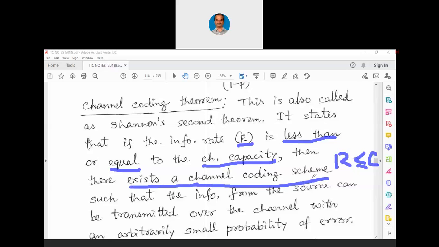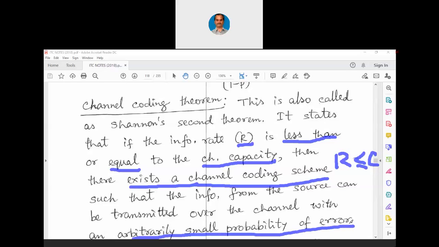We are going to have this channel coding scheme in the next module, the fourth module, where we will be working out very interesting exercises. So Shannon says, if R is less than C, errors will still occur, but they can be corrected by introducing additional bits. So there exists a channel coding scheme such that the information from the source can be transmitted over the channel with an arbitrarily small probability of error.